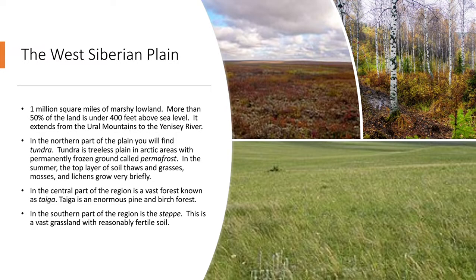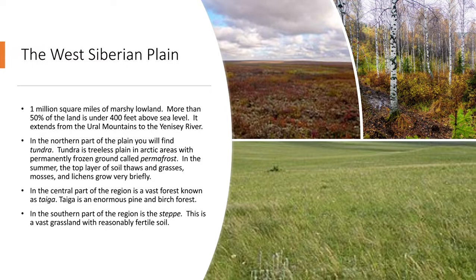Now, if you looked at the West Siberian Plain, what we're going to find in this plain is basically three types of environments. In the extreme north, you're going to see this. This is called tundra. Tundra is usually not that pretty. This is a picture I took of tundra in the summertime. And what is tundra? Tundra is this treeless plain.